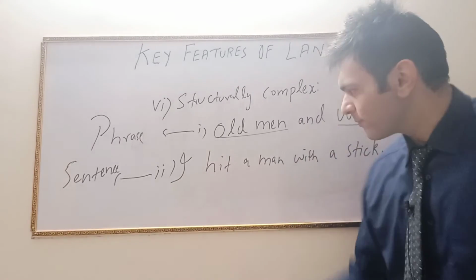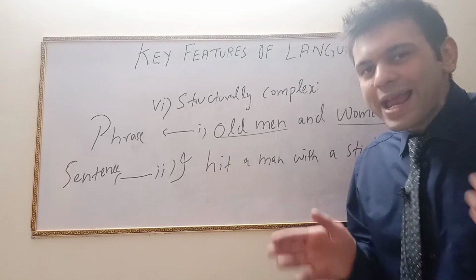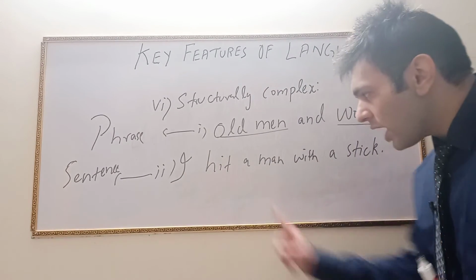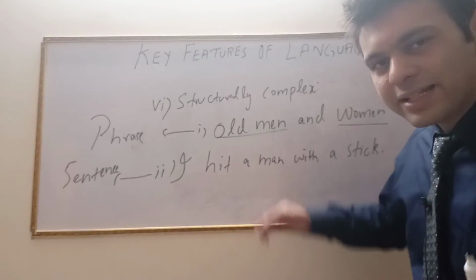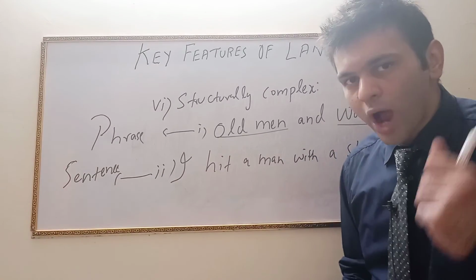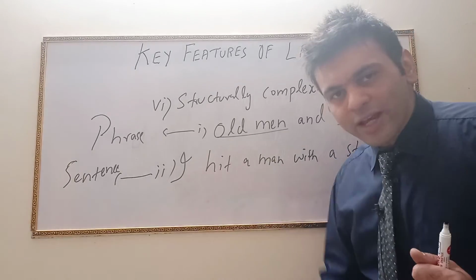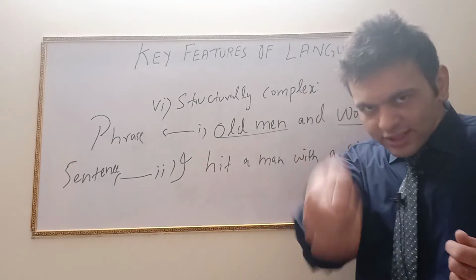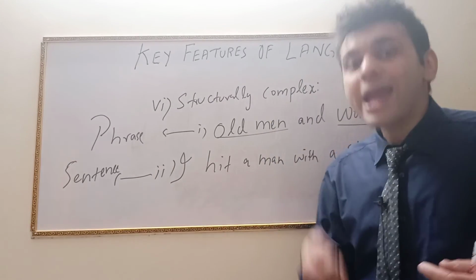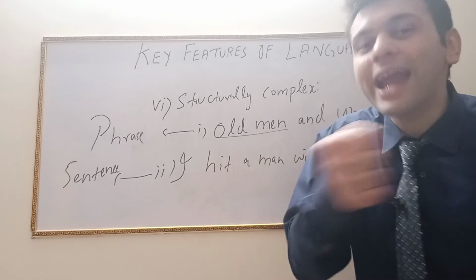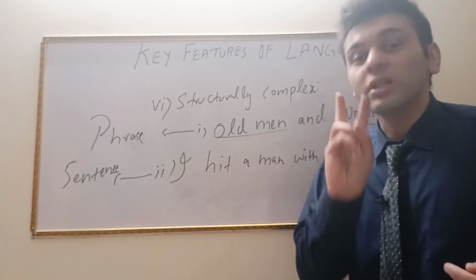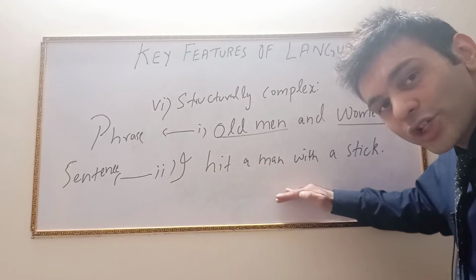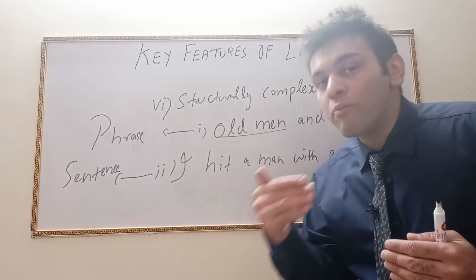That's one confusion. The second example: I hit a man with a stick. Now over here again the sentence is structurally complex. Why? There are two meanings that can be associated with this structure. One can be I hit a man with a stick. The second would be I hit a man who was holding a stick. So these are two meanings, two interpretations. Why are there two interpretations? Because the structure itself is ambiguous.